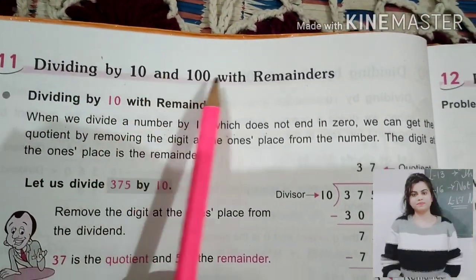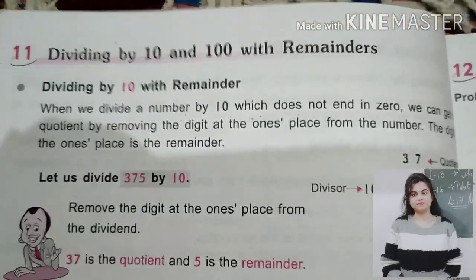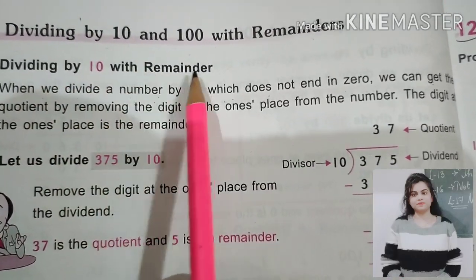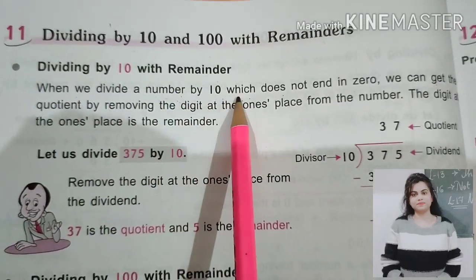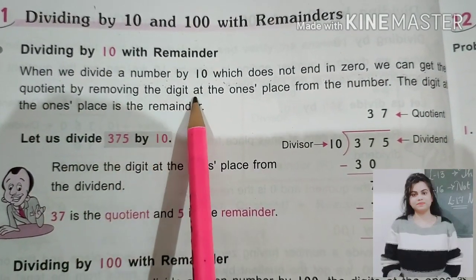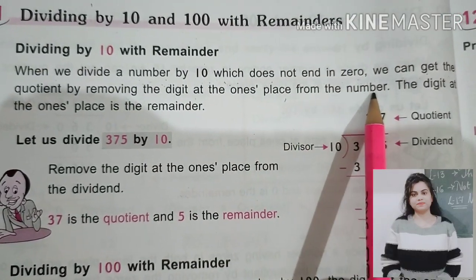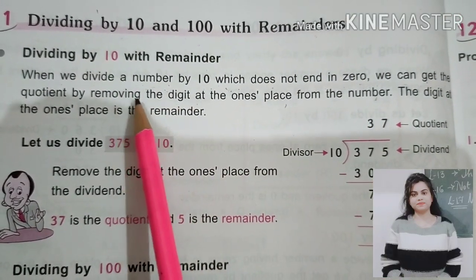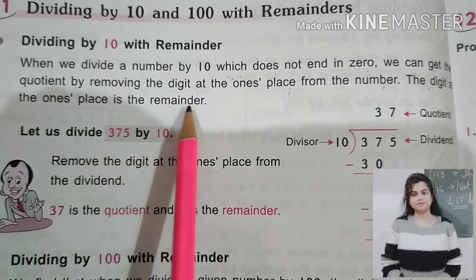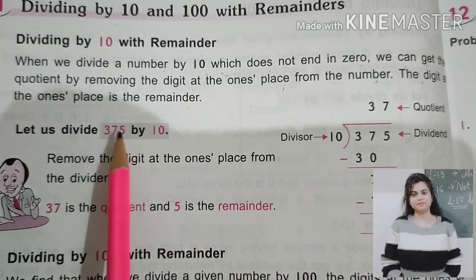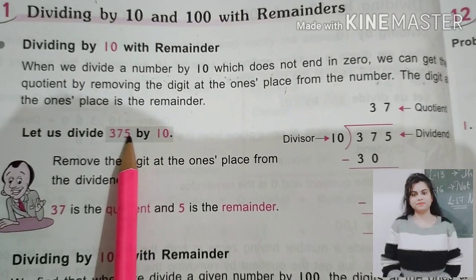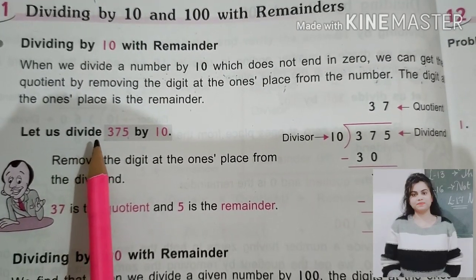Here, dividing by 10 and 100 with remainders. Just now we have done it without remainders. Now you will get the remainder also. Dividing by 10 with remainder. When we divide a number by 10 which does not end in 0, we can get the quotient by removing the digit at the 1's place from the number. Again, you have to remove the 1's place number. The digit at the 1's place is the remainder. Whatever digit comes in the 1's place, if it is not 0, that is the remainder, and the other digits are the quotient.